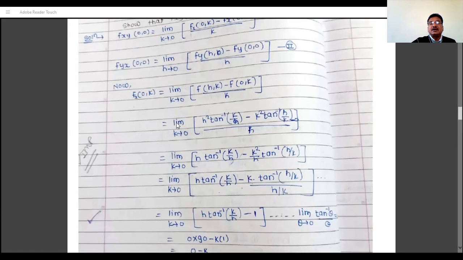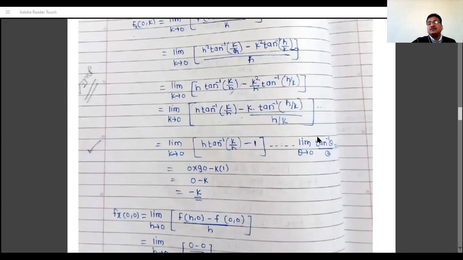H divided by h. Here write limit h tends to 0. Then separately divide by h. So we have h square by h is h, and k square by h here, tan inverse h by k. And then adjust for this tan inverse theta by theta. So here is tan inverse h by k.